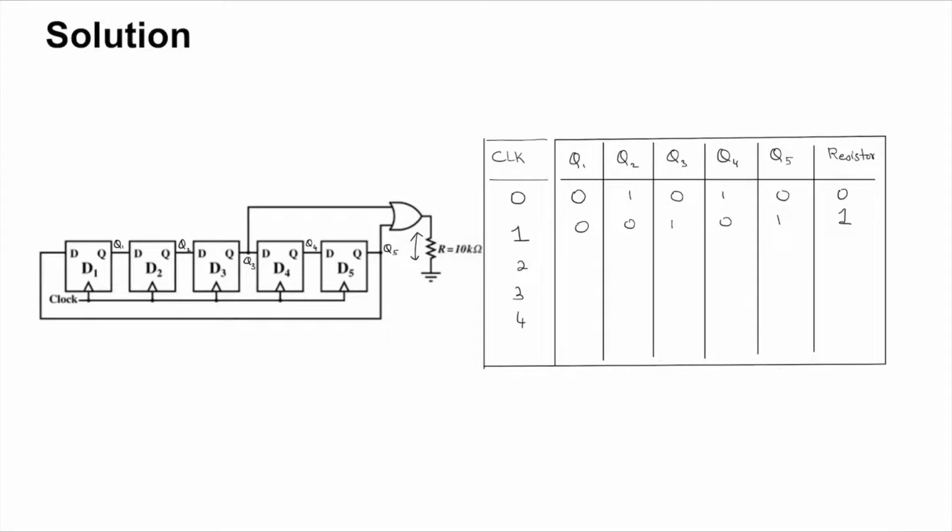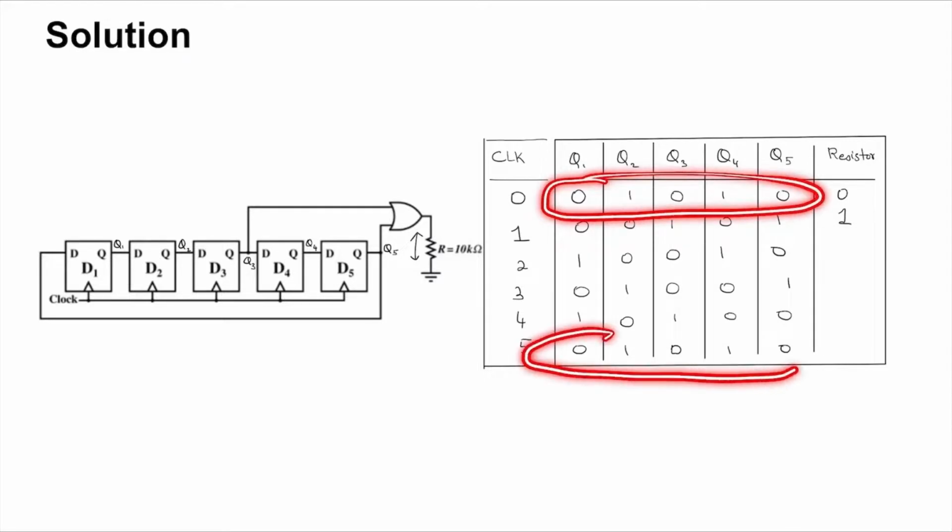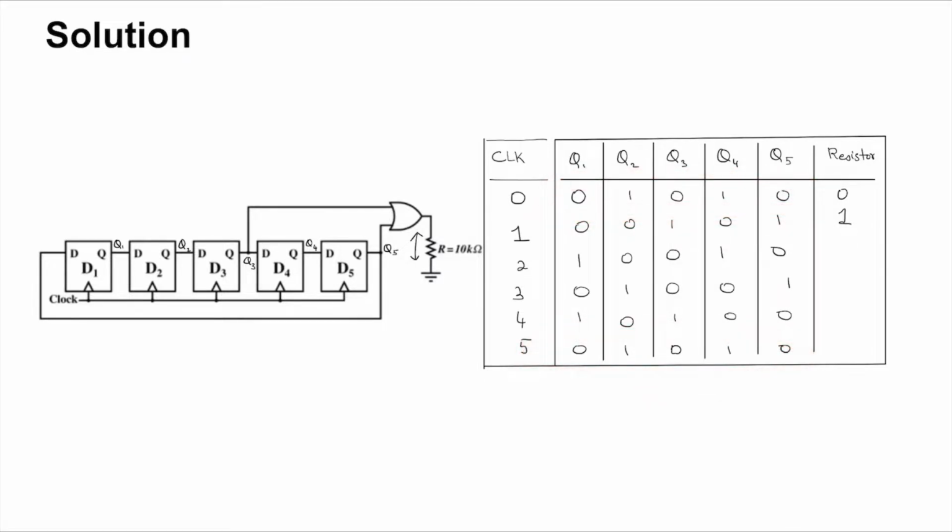Similarly, we can populate the table. This is 0, 0, 1, 0, 1. This is 1, 0, 0, 1, 0. This is 0, 1, 0, 0, 1. And this is 1, 0, 1, 0, 0. Right? We're back to the initial state after 5 clock pulses. And over here you've got 0 or 0, Q3 and Q5, 0 or 1, Q3 and Q5, 1 or 0, and 0 or 0.